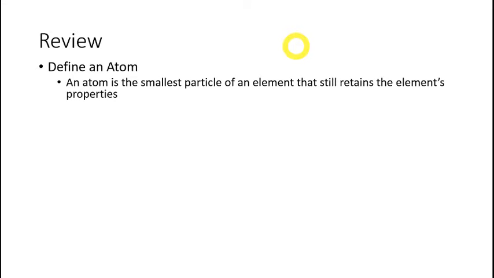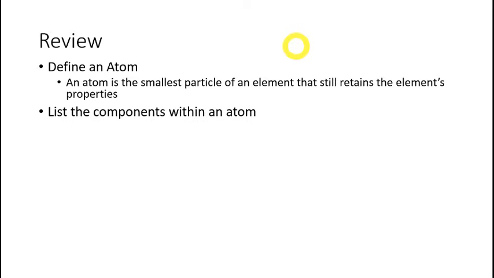So, in review, let's define an atom. What is an atom? I want you to think about that for a minute. Maybe pause the video, and then we'll come back. An atom is the smallest particle of an element that still retains the element's properties. Like I said, if I had a hunk of copper and I filed away at it and kept breaking it down until I got to the absolute smallest particle I could get to, it would be an atom. And that atom would still retain those properties of copper, meaning it would still have 29 protons, and if it was stable, it would have 29 electrons as well.